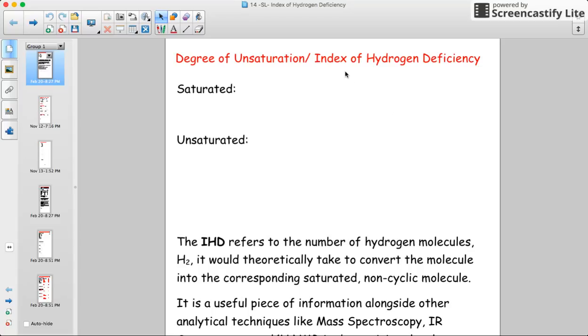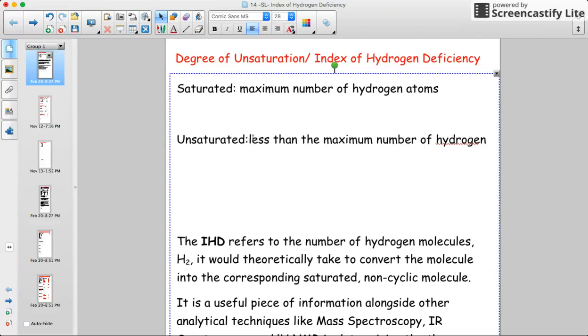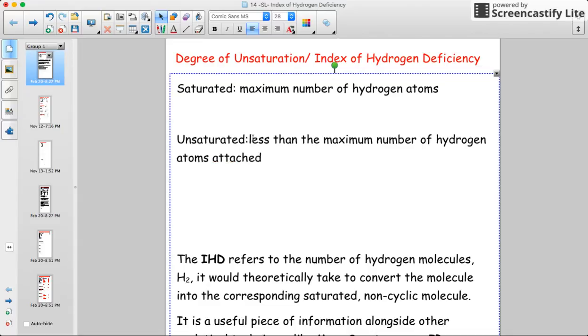Okay, so this video is about the degree of unsaturation of a molecule, also referred to as the index of hydrogen deficiency. This refers to a concept called saturation. When we talk about saturation in terms of molecules, we're talking about the number of hydrogen atoms that are attached to them. If a molecule is considered to be saturated, it has the maximum number of hydrogen atoms attached to it, bonded to it. And if it's unsaturated, then it has less than the maximum number of hydrogen atoms attached to it.